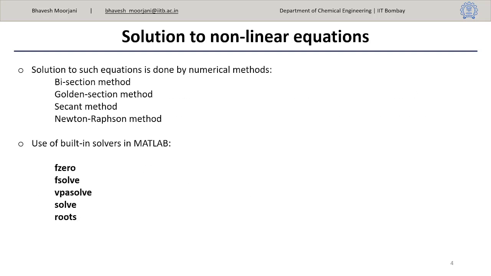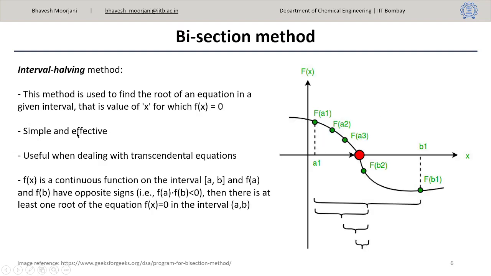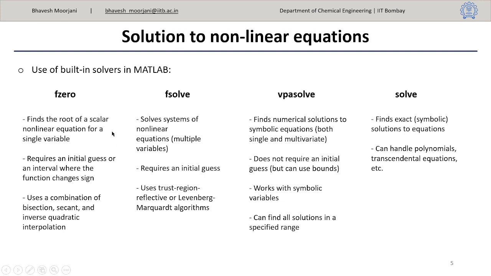So first, let's look at what built-in MATLAB solvers you have and what kind of fundamentals they work on. First you have fzero. fzero is used to find a root of a scalar nonlinear equation with a single variable, right? You might require some initial guess or an interval where the function changes sign, and it uses a combination of bisection, secant, and inverse quadratic interpolation.